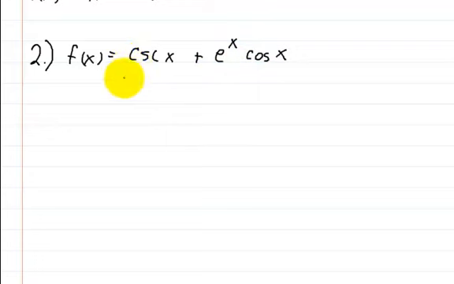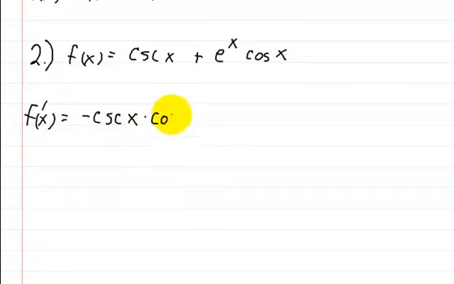The derivative of cosecant of x is a funky one. Let's say the derivative of f(x): the derivative of this one, csc(x), is equal to negative cosecant of x times cotangent of x. And now this part is done.